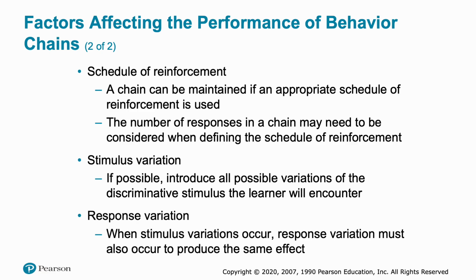Okay, and then lastly, another factor that would affect the performance of the behavior chain is response variation. So when stimulus variations occur, response variation must also occur to produce the same effect. So this goes hand in hand with what I just mentioned. I didn't know how to open the faucet. It was a different stimulus and it required a different response.